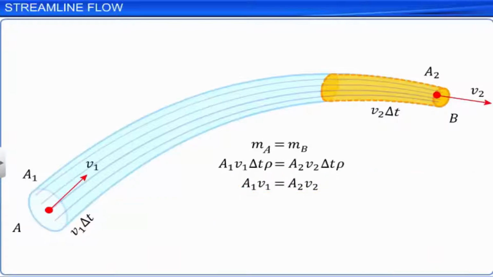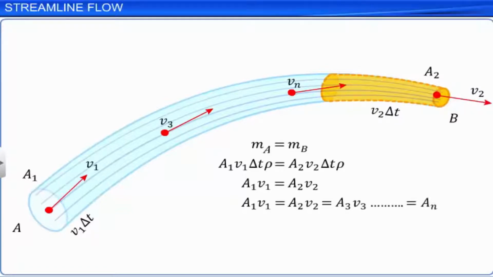If we consider various points in the tube where the velocities of a fluid are different, we can write A1 V1 is equal to A2 V2 is equal to A3 V3, and so on, equal to An Vn. Thus, we can say AV is constant.